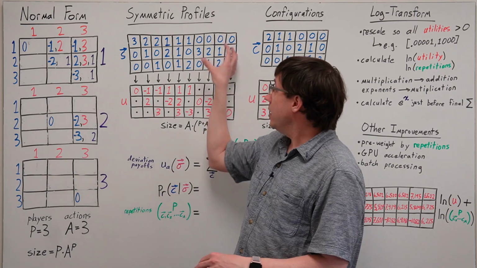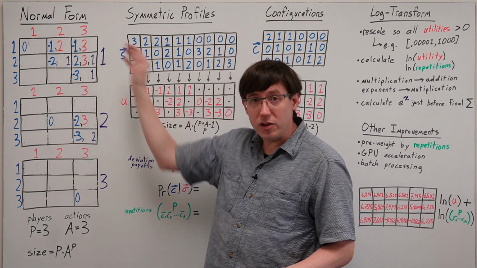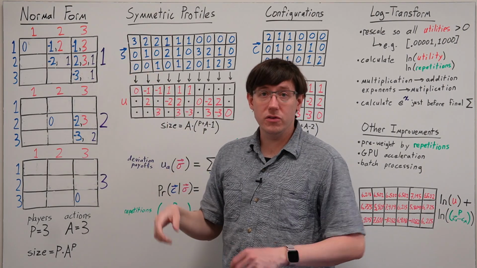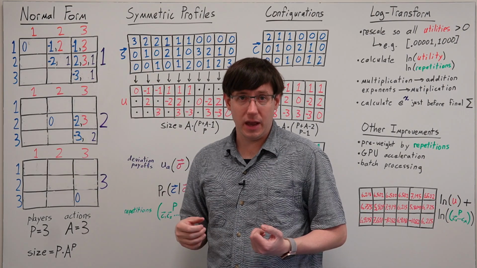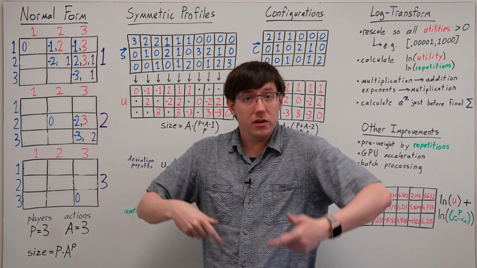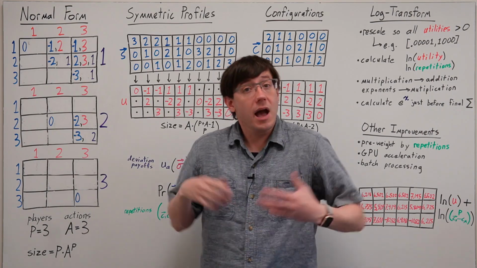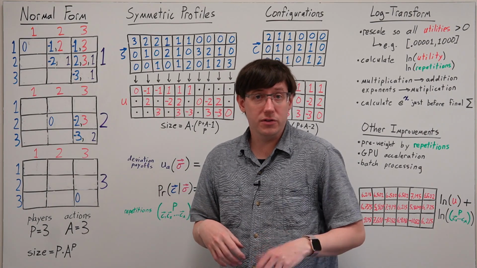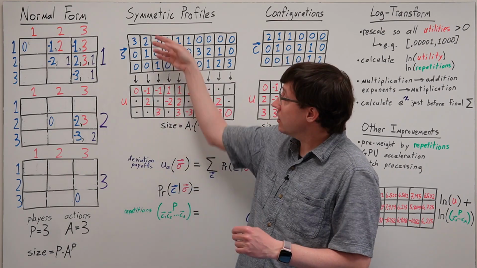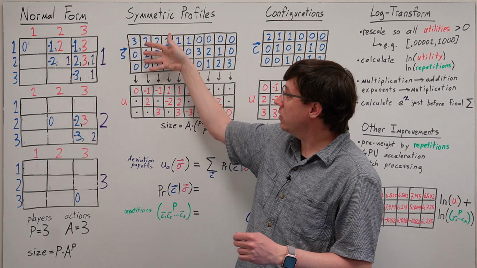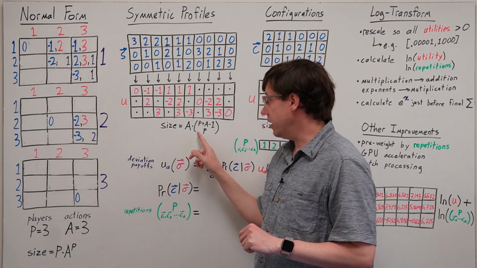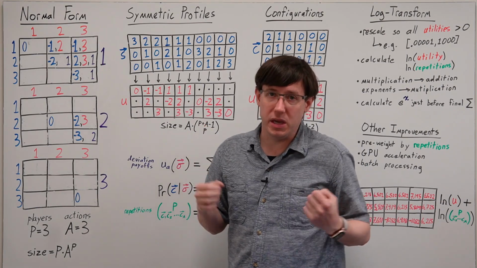And that's why, in my diagram, I have squished all of these profiles together into an array whose height is the number of actions in the game, and whose width is the number of distinct symmetric profiles. Counting the number of symmetric profiles is a combinatorics problem, where we're looking at the number of ways we can assign the P players into the A buckets. And so the total number of profiles is P plus A minus 1, choose P.